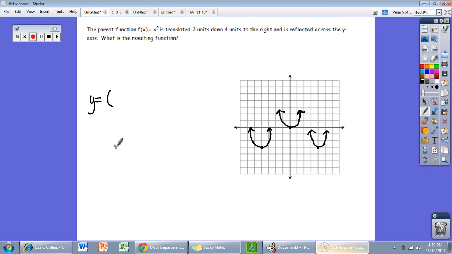Well, I'm facing up, so I know I have a positive a. So what is my vertex? 1, 2, 3, 4. So that's a -4 is my x value. My y is 1, 2, 3. So x plus 4 minus 3.